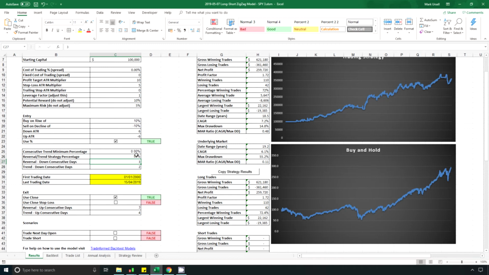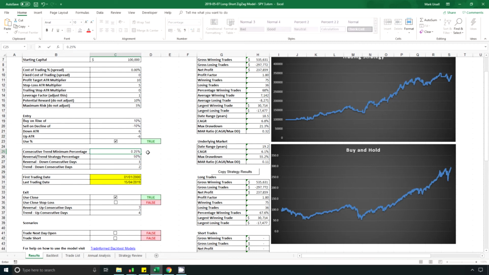So there's one other entry variable that I've added into this strategy, and this is to add a consecutive minimum percentage. So we're entering when the market is moving in consecutive days, but this is setting a minimum value. So we want the market to have moved by at least, say, 0.1%. So this could eliminate very small changes.